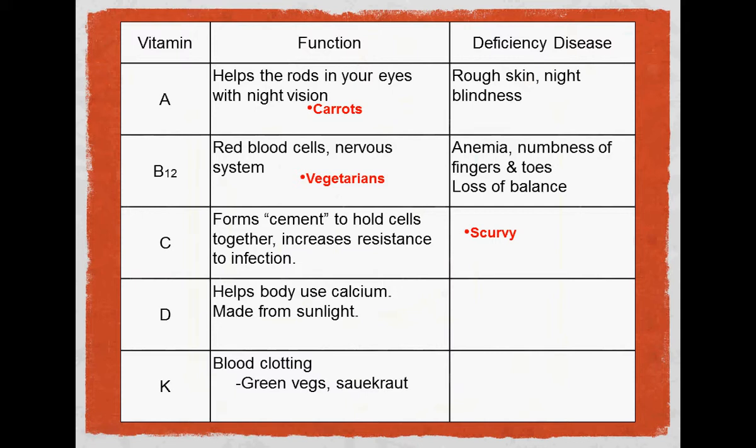Eventually, at various times, people figured out that if you brought some citrus fruits and had people on the ships eat those fairly regularly, that could avoid scurvy, because those are fruits that are high in vitamin C.